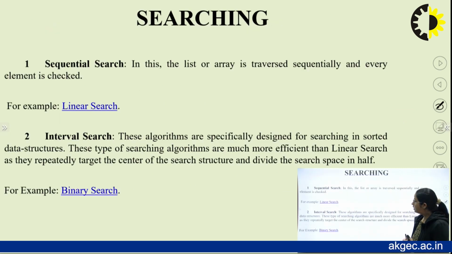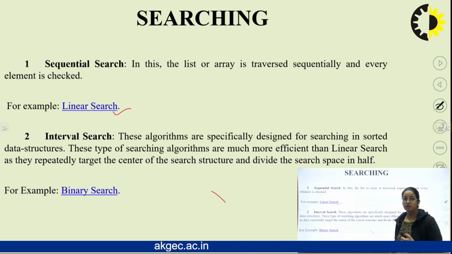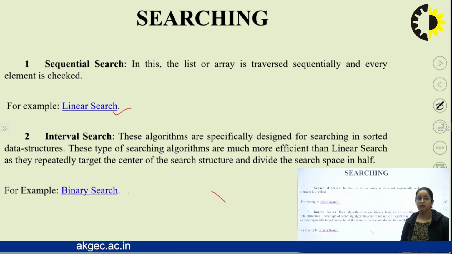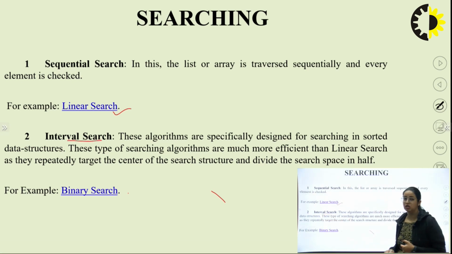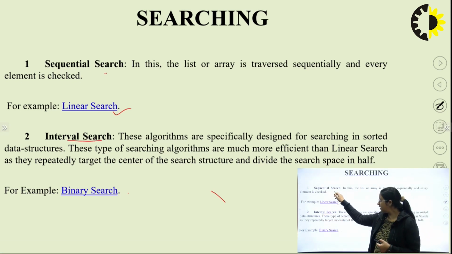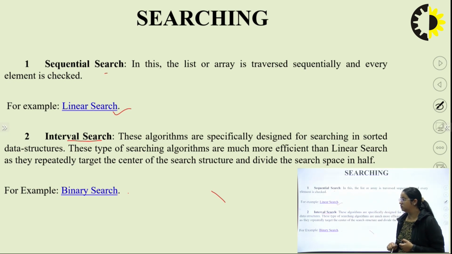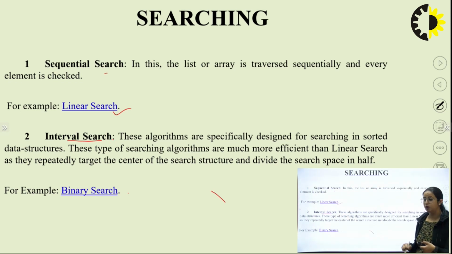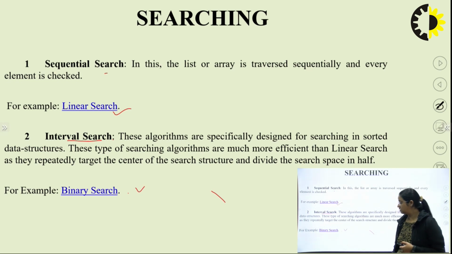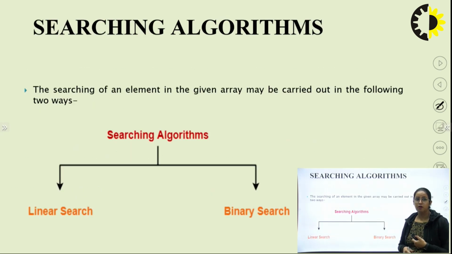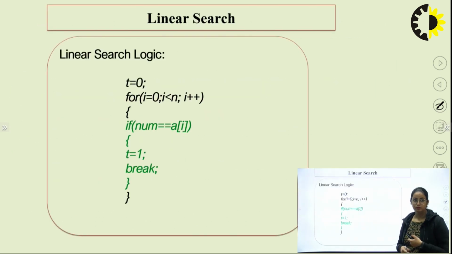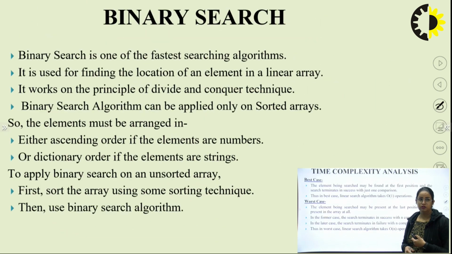Now in today's lecture I am going to discuss the second technique. We have already discussed linear search. Now we are going to discuss binary search. I have already mentioned that this is an interval search technique. That means one is sequential search, and the second is interval search. The example of interval search is binary search, so in this lecture we will discuss all about binary search. These we have already covered in our previous lecture.